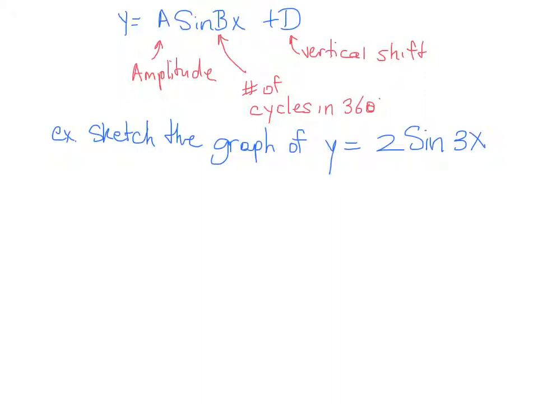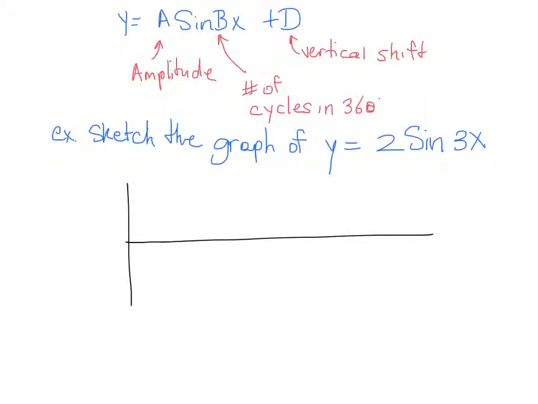Okay, so as you can see here, there is now a number in front of the x. That number is the number of cycles in 360. It will also tell you the length of one cycle, and I'll get into that in a second. So here's how I go about drawing it in the easiest way possible that I can think of.